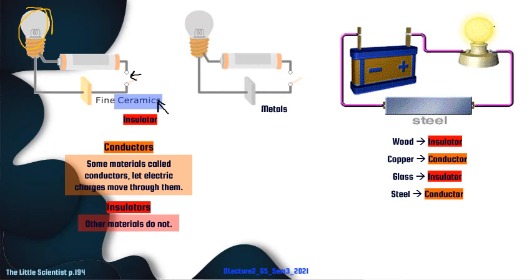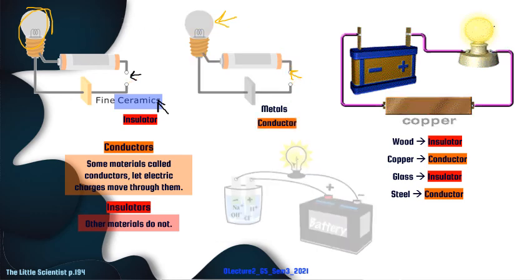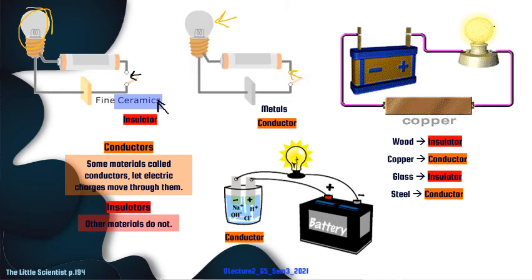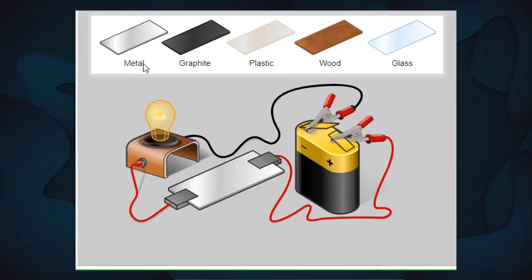Look at the metal right here. When you close the switch, the light bulb is on. This means that metals are conductors. We build this circuit with water, some salts in it. The light bulb is on, so water is a conductor of electricity. We'll be using different materials in this circuit to check if they are conductors or insulators.